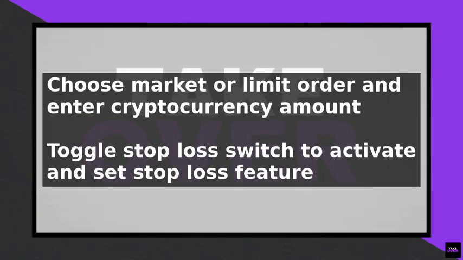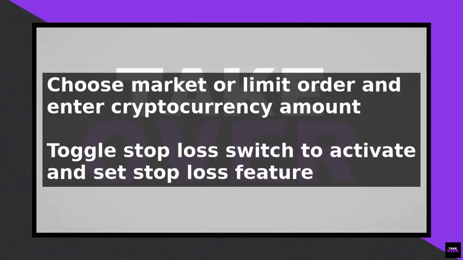After selecting the order type, enter the amount of cryptocurrency you want to buy or sell. Below the amount field, you will see the stop loss option. To set a stop loss, toggle the stop loss switch to the right. This will activate the stop loss feature and allow you to set a price at which your position will be automatically closed if the market moves against you.